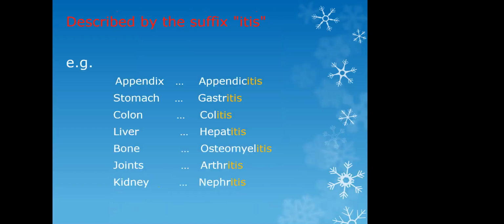Now, as we were discussing in the first lecture, there is a suffix for it. If you see "itis" at the end, you will understand that we are talking about inflammation. Appendix, appendicitis. Stomach, gastritis. Colon, colitis. Liver, hepatitis. Bone, osteomyelitis. Joint, arthritis. Kidney, nephritis. So this is how it goes on. Whenever you're talking about an inflammatory process, you will use the word itis.